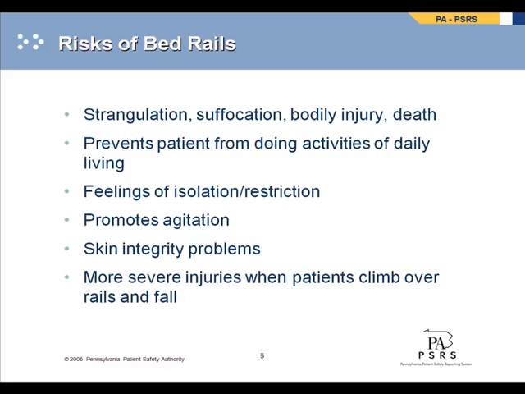Rails in contact with a patient's body part may also increase the risk of skin tears or abrasions. Finally, while bed rails have been perceived as a deterrent to falls, patients may sustain more serious injuries because they are falling from a greater height.